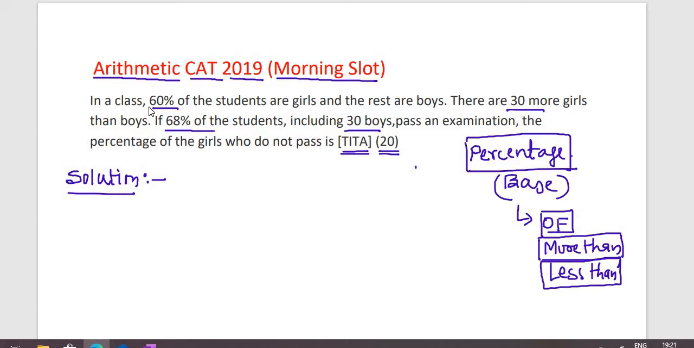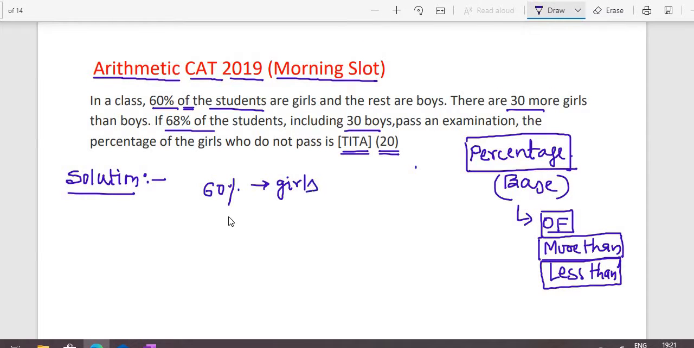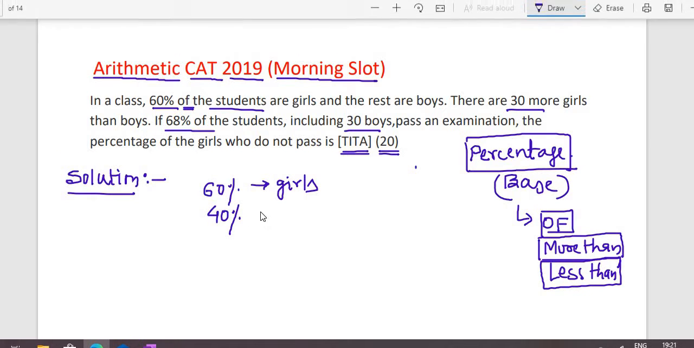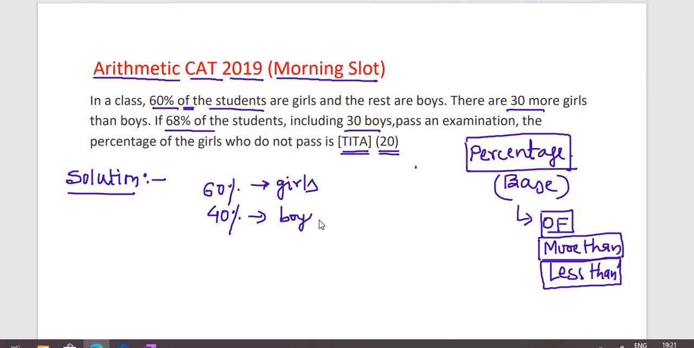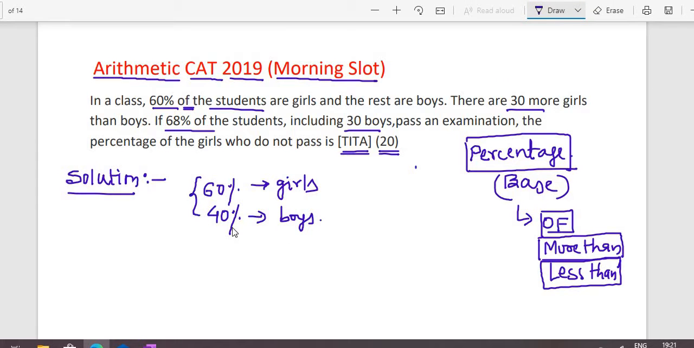Now, the first sentence is: in a class, 60% of, look at this word of, the students are girls and the rest are boys. Very simple. If it is given that 60% are girls and the rest are boys, rest means 40% are boys, and these 60% and 40% are with respect to the total number of students.